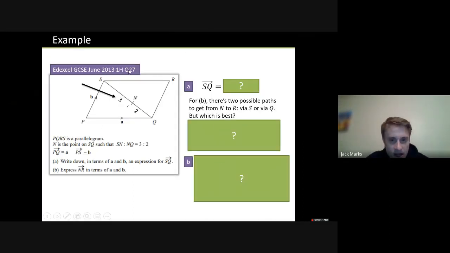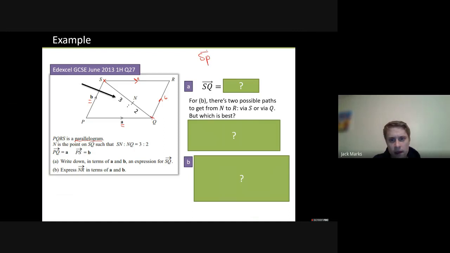And I'm going to use a GCSE exam question just to discuss some. So we have some defined movements here as A, B. We also have a parallelogram, and it's really important to remember that on a parallelogram, we have parallel sides. So if that's A, that's A. If that's B, that's B. Write down in terms of A and B an expression for SQ. So how do you get from S to Q using the predefined vectors?